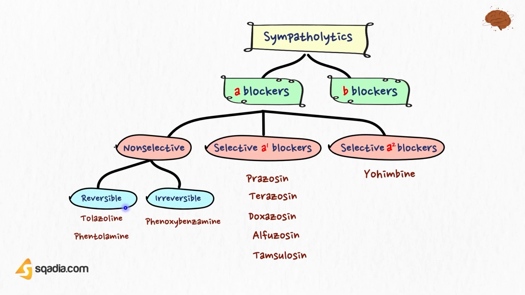Reversible antagonist means that the drug can bind to the alpha receptor reversibly, while irreversible means that the drug binds to the alpha receptor irreversibly, so it cannot detach and leave the receptor. The reversible drugs are tolazoline and phentolamine, while the irreversible one is phenoxybenzamine. Basically, they block the alpha receptor, and the action of adrenaline will not be there because the alpha receptors are preoccupied by reversible or irreversible blockers. Now let's discuss all of these terms in more detail.